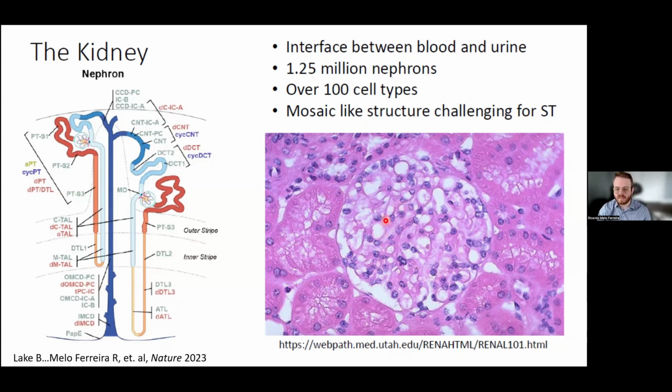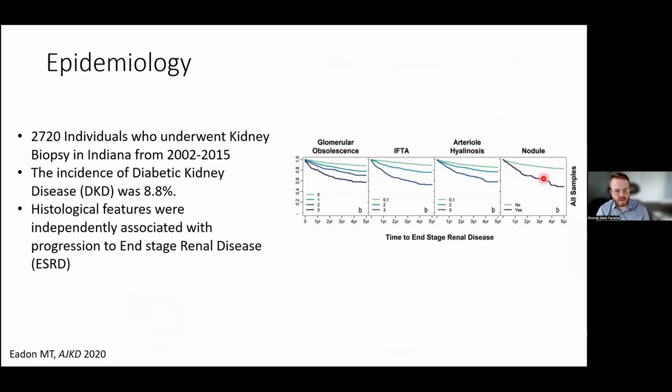So we have podocytes, endothelial cells, and mesangial cells in the glomerulus. And we also have tubules, thick ascending limbs, and macula densa surrounding all this structure, right? So it becomes challenging to identify exactly what we are talking about. So that's one of the challenges that we're trying to address.